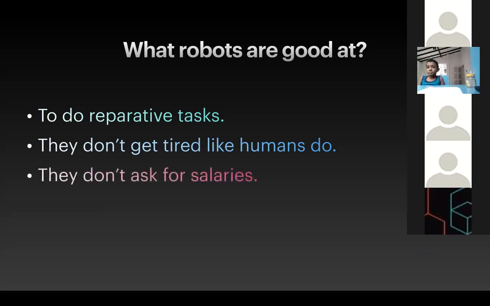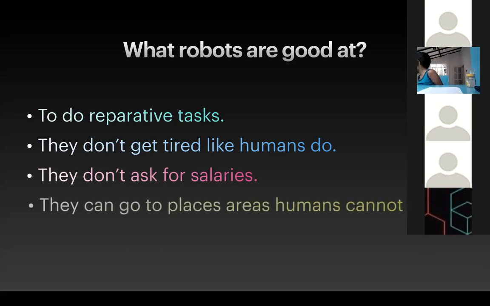And the other thing is robots don't ask for salaries, right? They don't need food. They don't need to eat. The only thing they need is to charge their batteries or to get power, right? And then they can go to places or areas that humans cannot go, right? Like I said, there are places even on planet Earth, like toxic places, right?